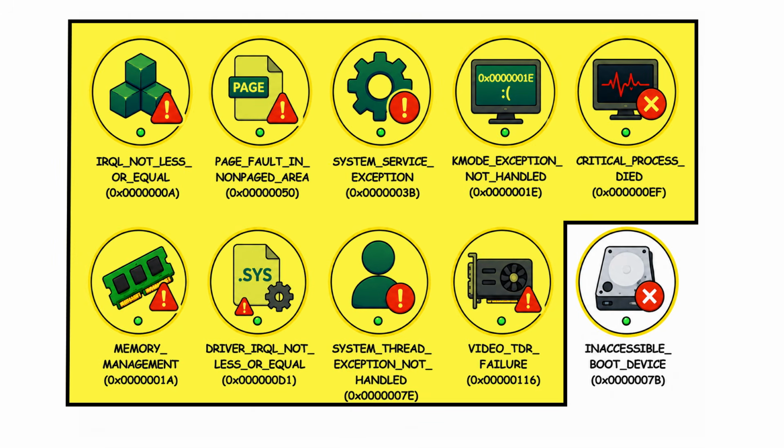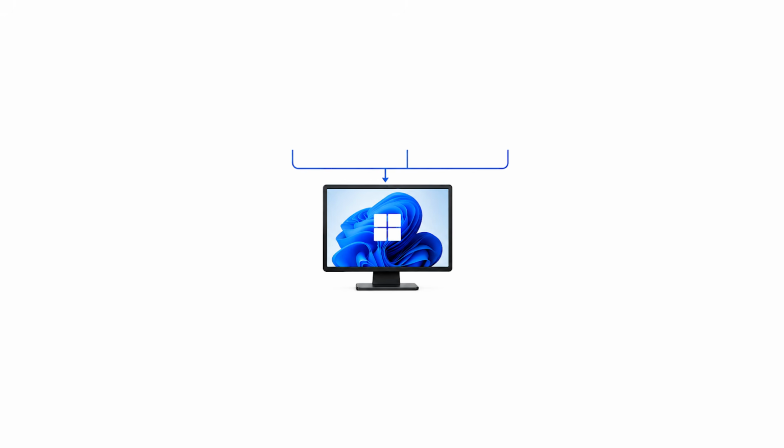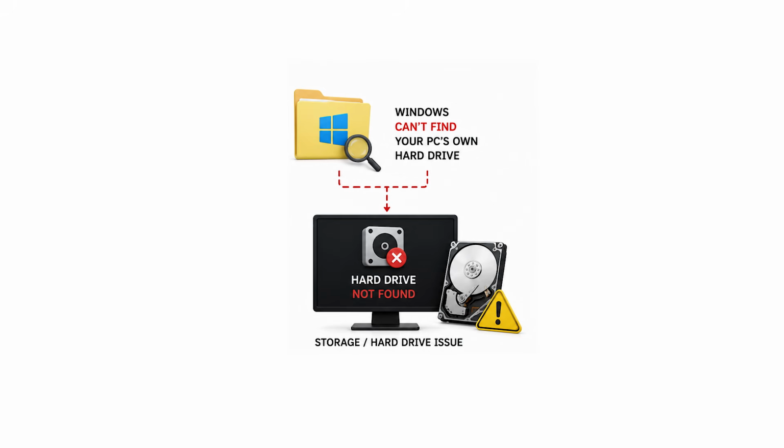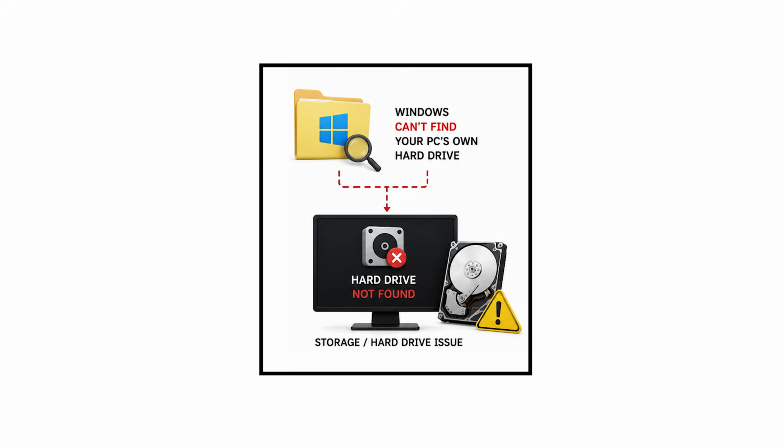9 codes down. Notice something? Every single cause so far has been something running on your PC, a driver, a piece of software, memory Windows manages. Starting now, that changes, because the next two are about Windows not being able to find your PC's own hard drive in the first place.